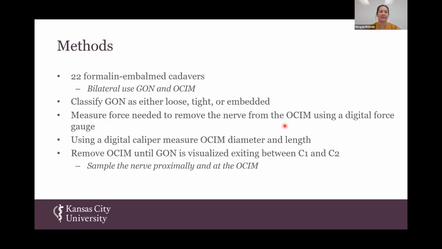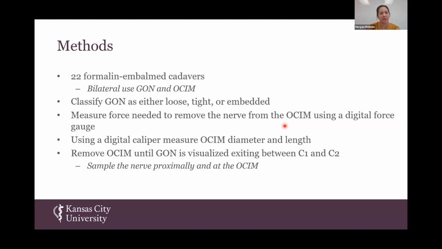So the way we did this, we used 22 formalin embalmed cadavers. And we did have bilateral use of both the nerve and the muscle. So I classified the nerve as loose, tight, or embedded. Loose meaning this nerve wasn't covered in a significant amount of fascia attached to the muscle, and it could also be moved fairly easily with little force using forceps. Tight meaning there was a significant amount of fascia covering the nerve and it wasn't easily moved with forceps. And then embedded meaning the nerve was running through the muscle.